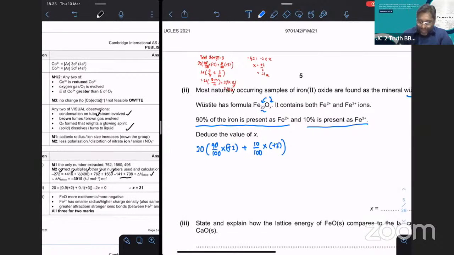Then when I add X, the number of oxygen, oxygen is always -2, so X times -2. The charges of the entire 20 Fe that contains Fe2+ and Fe3+, and the charges of the oxygen, will give you 0. So what you need to do is to calculate what X is.